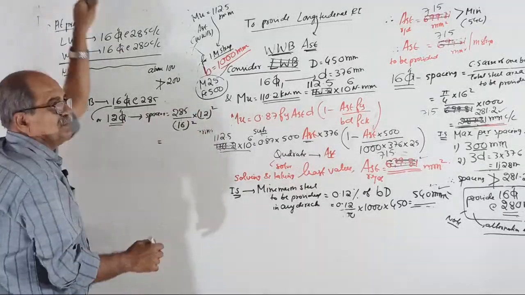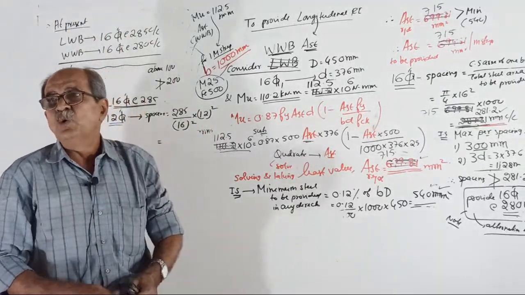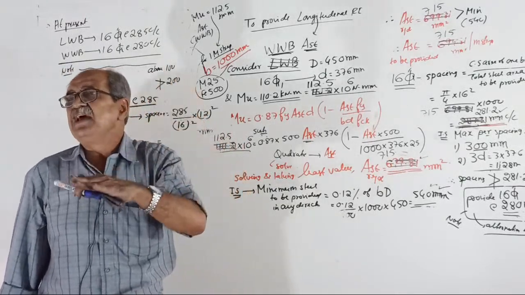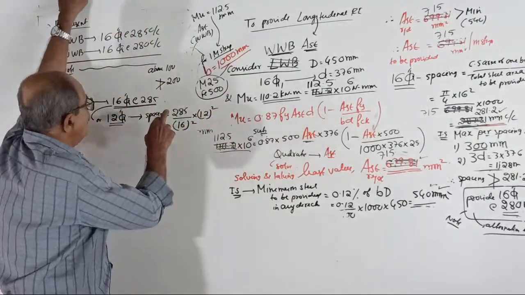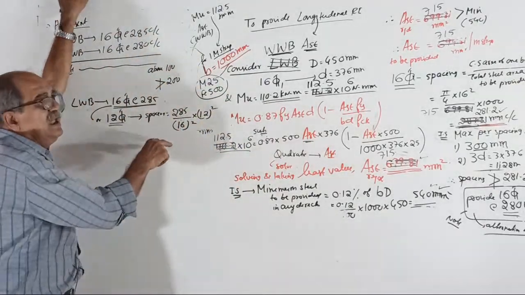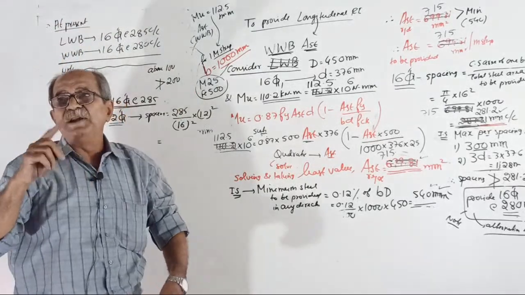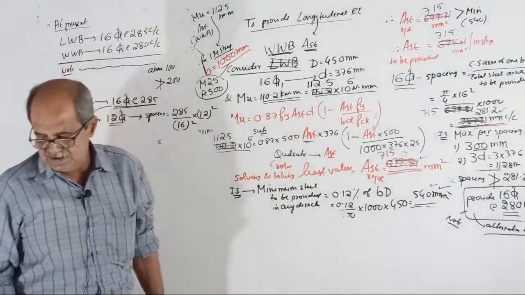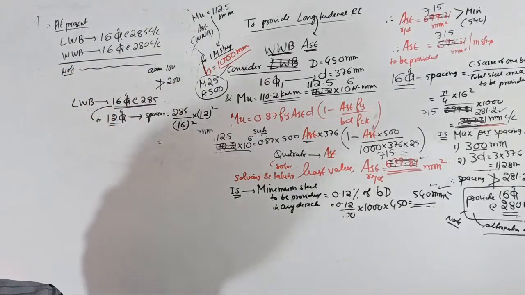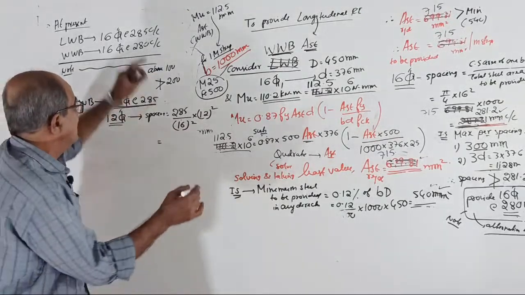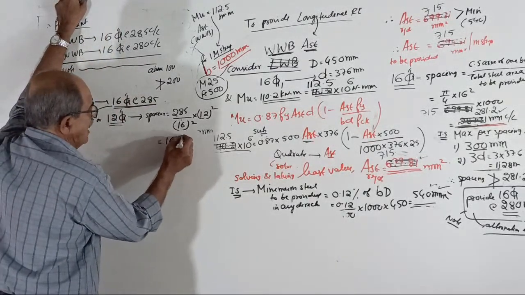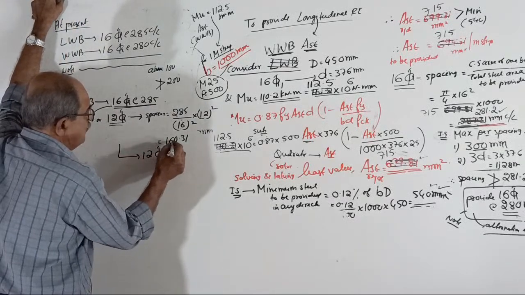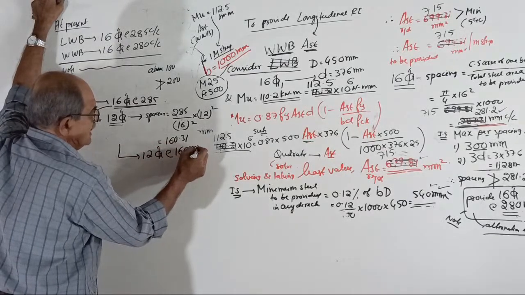So, first of all, I should not tell; those who are new, right? Once you decide a spacing for a particular diameter, if you are changing the diameter, what do you have to do? That spacing you divide by the old diameter square, multiply by the new proposed diameter square. Answer. How much? 160.31. It comes to 160.31. So you can go for 12 tor at around 160 millimeter center to center.